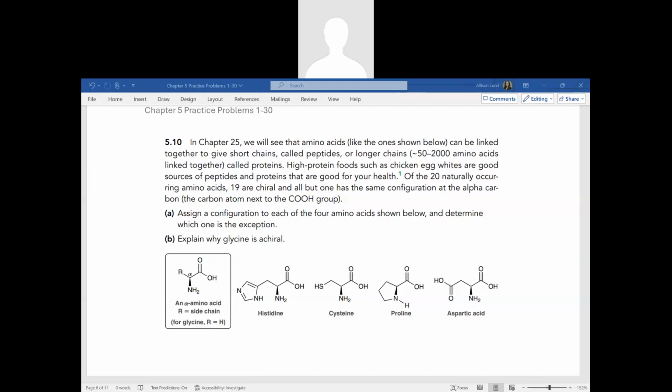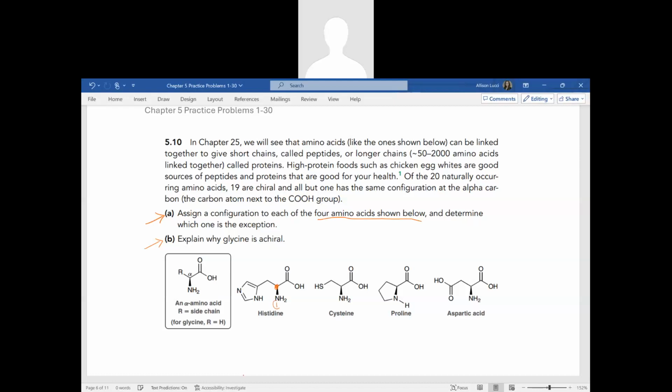So we're asked here to assign a configuration to each of the four amino acids shown below and determine which one is the exception. And then the follow-up question for part B here is to explain why glycine is considered achiral. So let's take a look at the four structures on the right, and let's assign priority to the chiral center. So we have this carbon here.